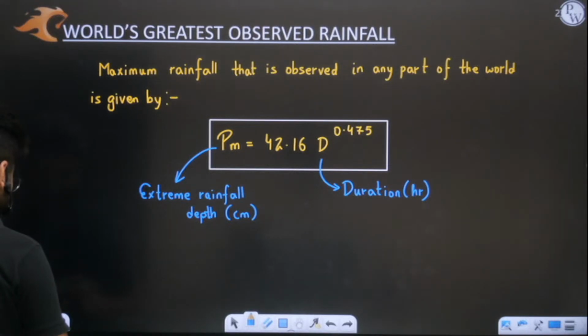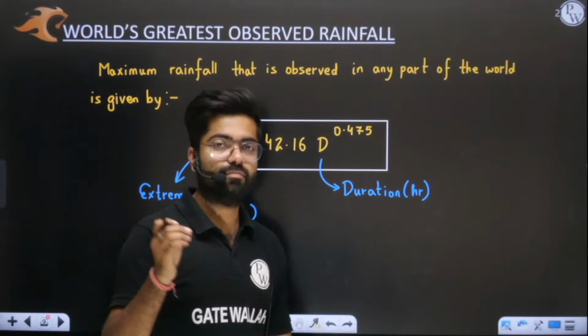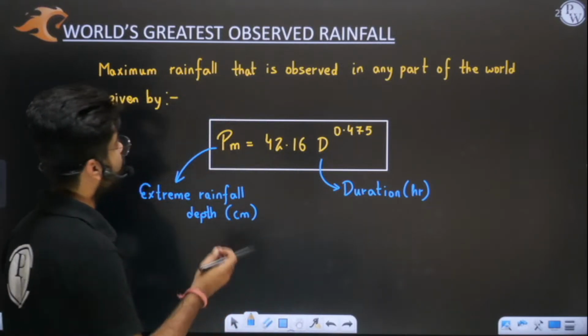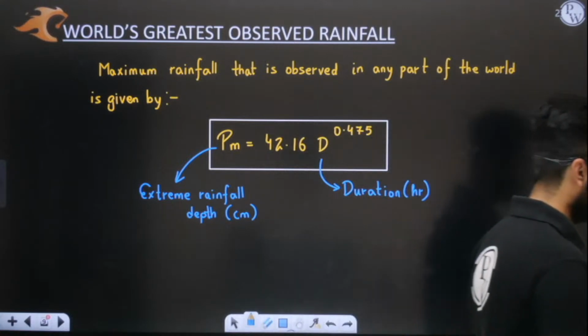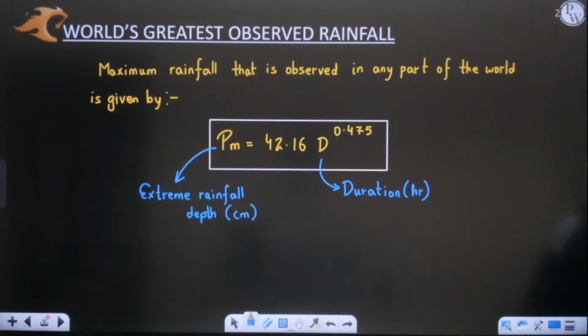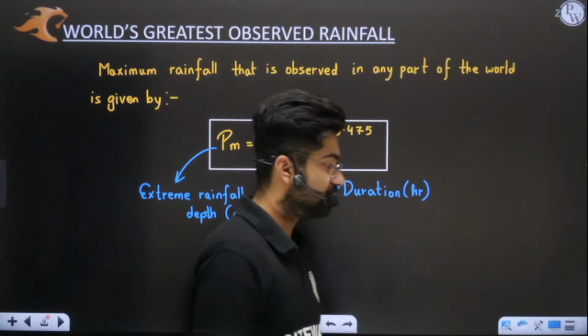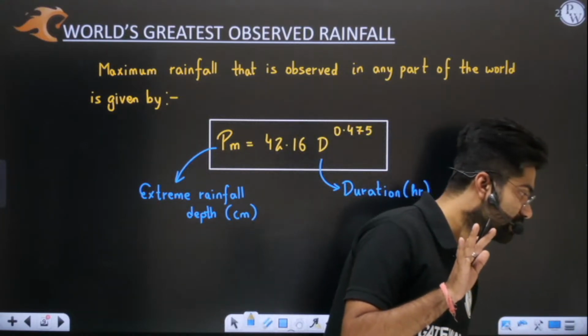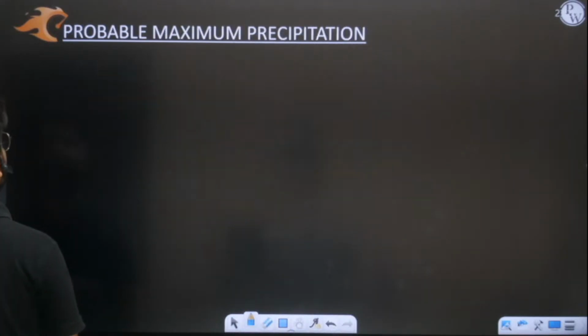Is this fully clear to you, what the world's greatest observed rainfall is? This equation is important because it has been asked once. Clear. Now we'll study the last topic, which is probable maximum precipitation. Kindly comment yes. Perfect. So this is clear. Now we'll move on to the last topic, which is probable maximum precipitation.